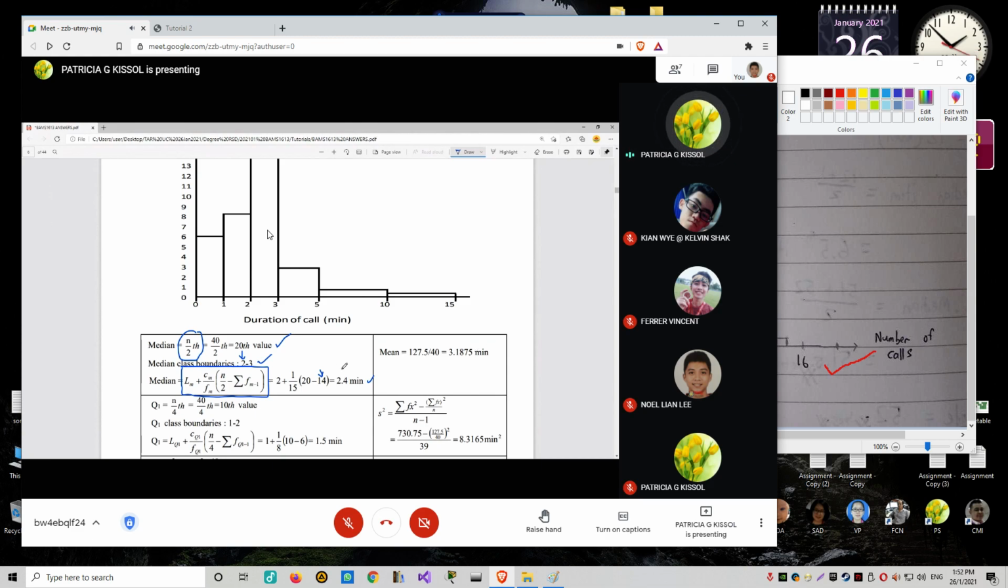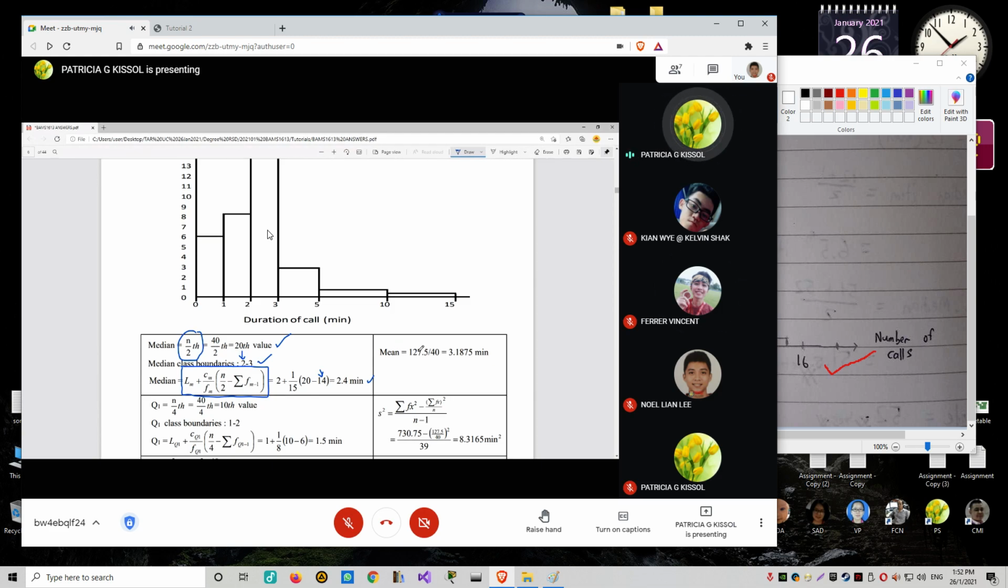So I hope you are clear on the median. Are there any values there that you're not sure how to get? No. Okay, Noel is okay. Kelvin also, I think, okay. Farrell, okay also. All right.